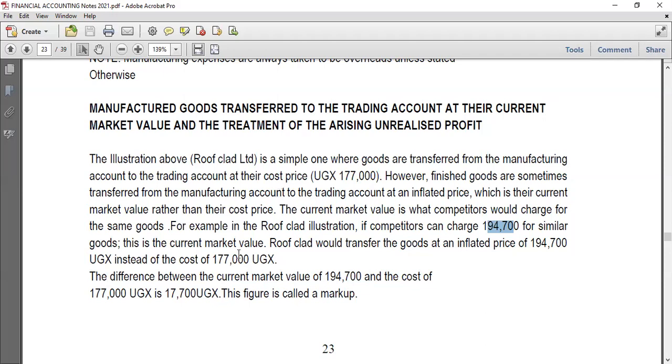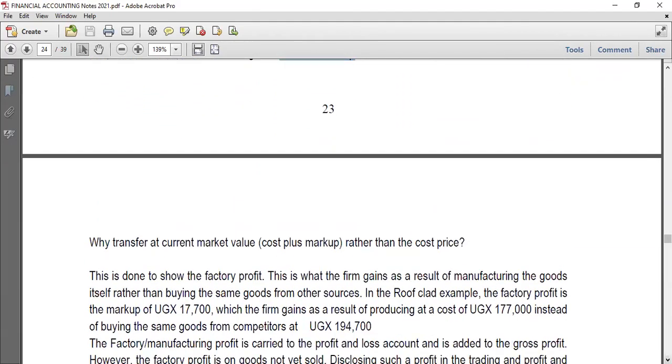And that is why we are saying that the difference between the market value of the 197 and then the 177 is the 17,700, which we should regard as our markup, okay? So this markup is what we are going to see. How do we account for that markup, okay?